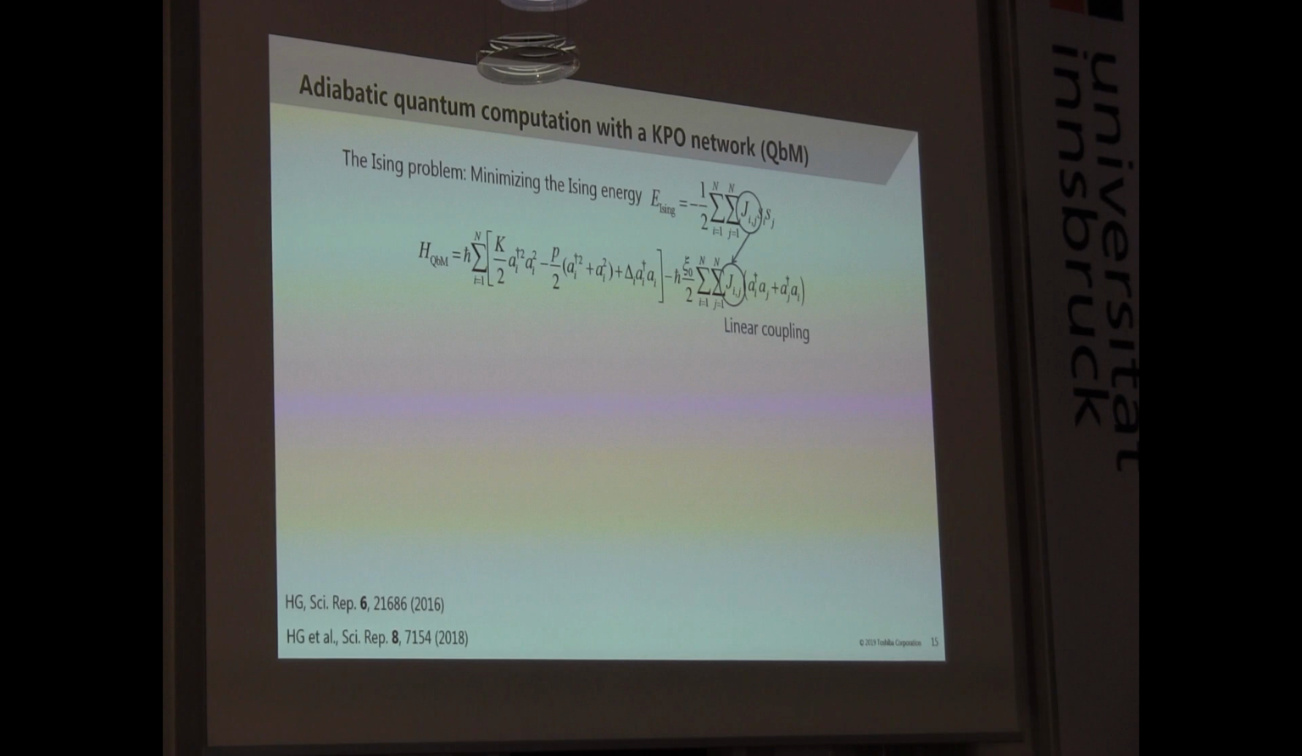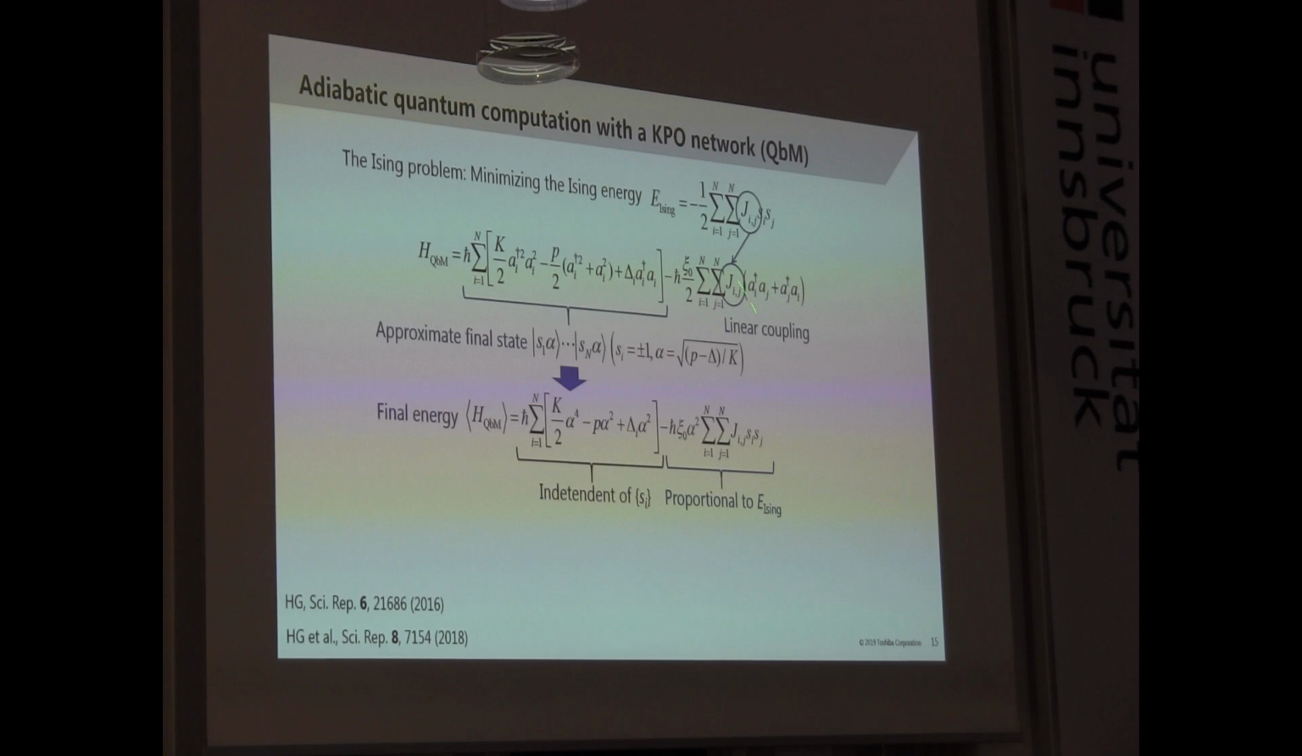First, the Ising problem is to minimize the Ising energy given this equation. And here we introduce the coupling, so-called linear coupling. Here the coupling constants are proportional to the J_ij in the Ising model. And the approximate final state is described by the tensor product of the coherent states. Here the s is the sign of the amplitude. So the final energy is approximately given by this. So the first term is independent of the s, but the second term is proportional to the Ising energy. So from the vacuum state, we can get the optimal solution by the adiabatic evolution.